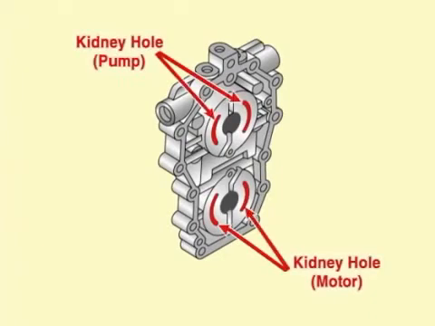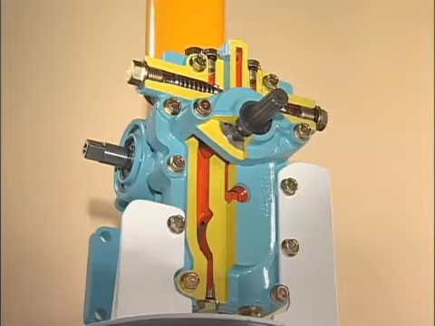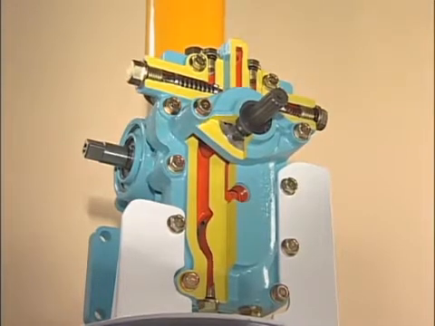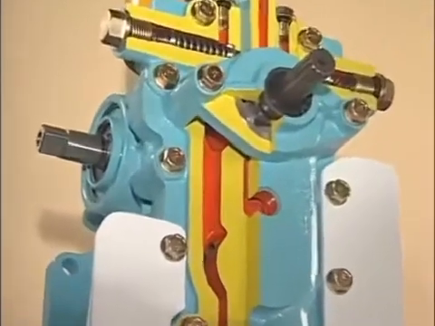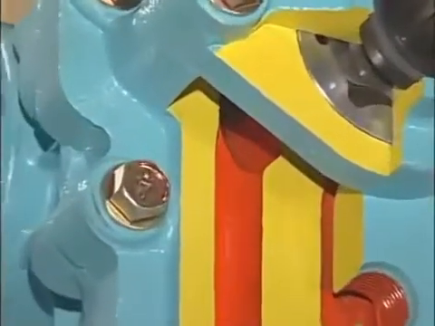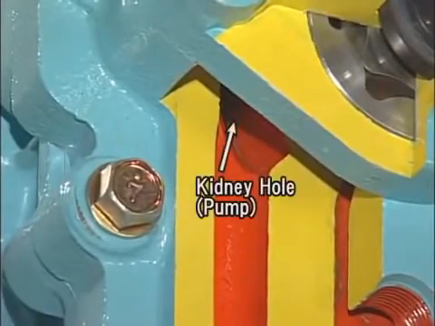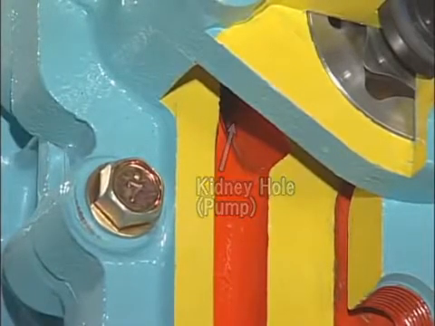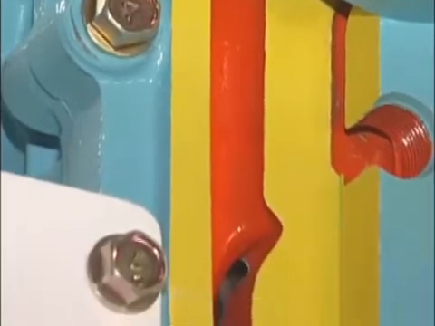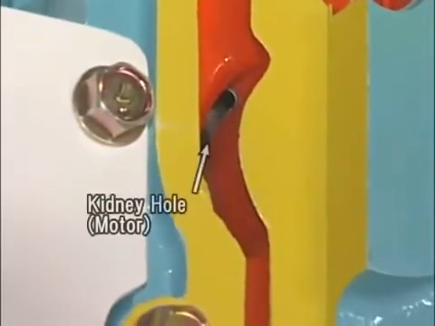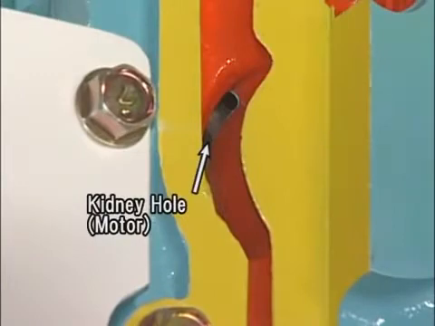Next, in the center section are holes called kidney holes, 2 on the pump side and 2 on the motor side. Let's see how the 4 kidney holes are connected by looking at a cutaway model. As you can see, one of the kidney holes on the pump side is connected to one of the kidney holes on the motor side through an oil passage in the center section. The kidney holes on the other side are connected in the same way.